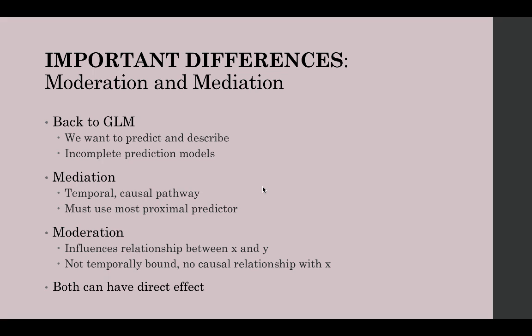So going back to the general linear model, our main goals are to predict and describe, and so what we're dealing with in mediation is incomplete prediction models. And so the difference between mediation and moderation mostly has to do with the causal relationship with X. So a mediator is a temporal causal pathway where we're using the most proximal predictor. However, a moderator just influences the relationship between X and Y and is not temporally bound, and there's no causal relationship with X, as in mediation where the mediator comes about as a result of X. So both can have a direct effect, but they differ in that causal relationship with X.